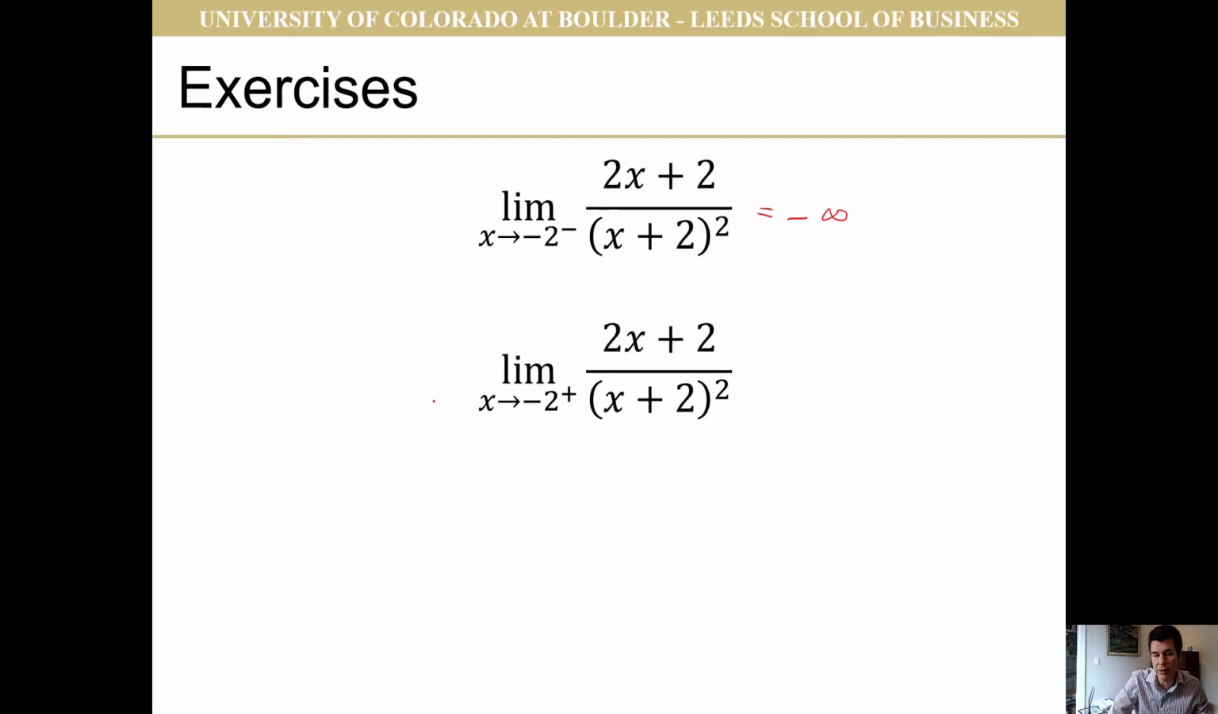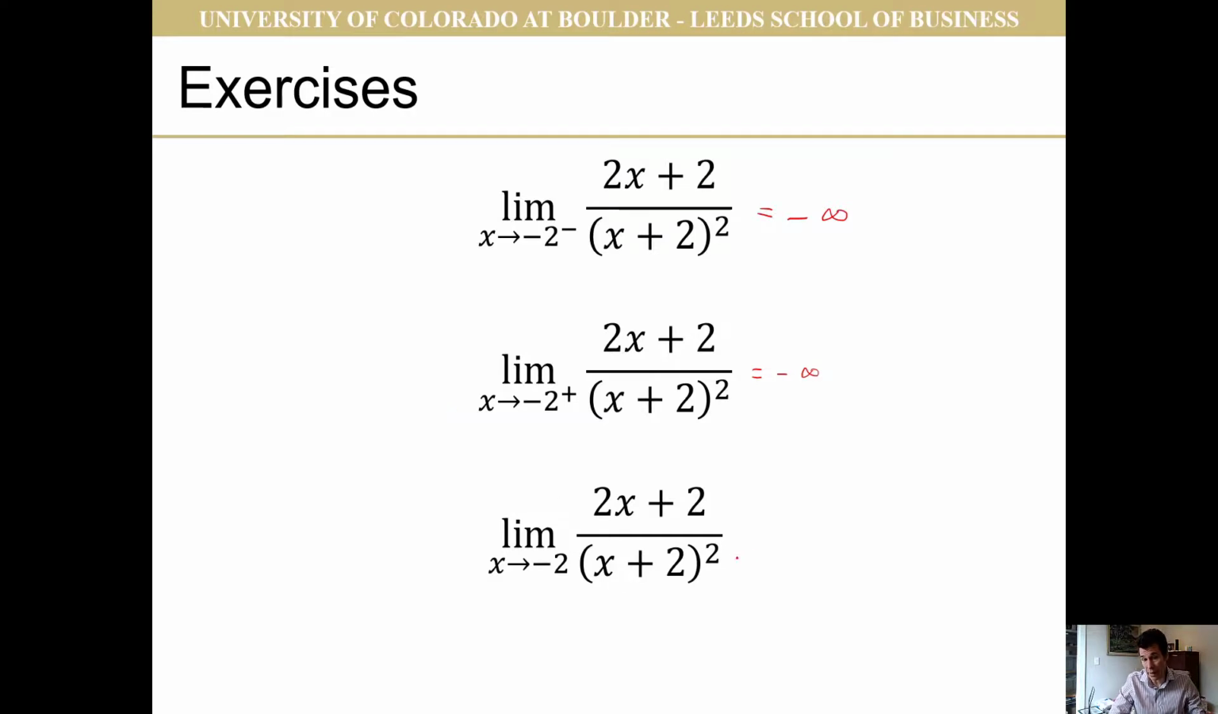The limit as x goes to -2 from the right. Still a negative number in the numerator, very small positive number in the denominator, negative infinity as well. The limit from the left is the same as the limit from the right, therefore the limit exists and is negative infinity.